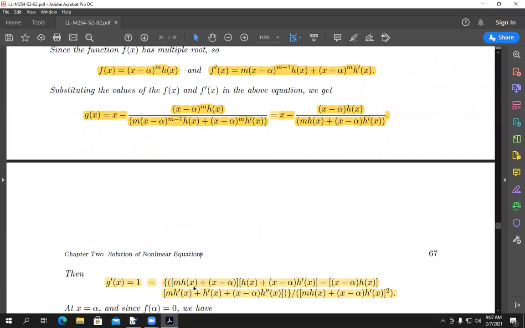m of h alpha. Alpha minus alpha, 0. h of alpha. Alpha minus alpha, 0. This is cancelled. Alpha minus alpha, 0, and this is multiplied by the whole term in the past. All becomes 0. So what we have in the past only? m h alpha into h alpha, divided by m h alpha and alpha minus alpha 0. So m h alpha power 2.